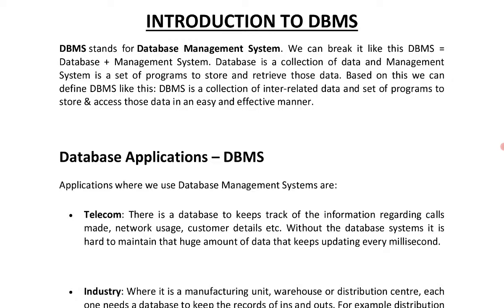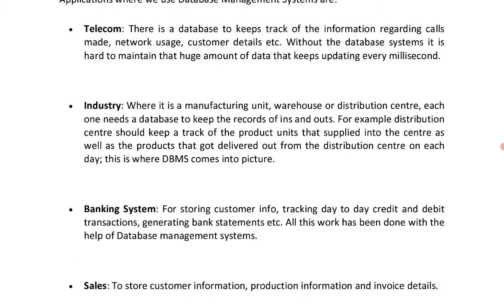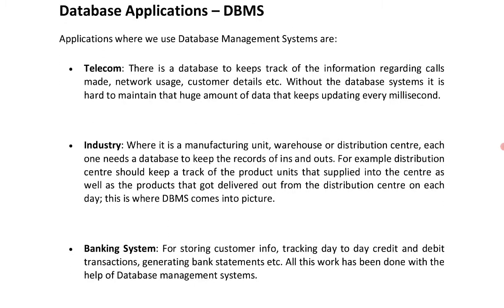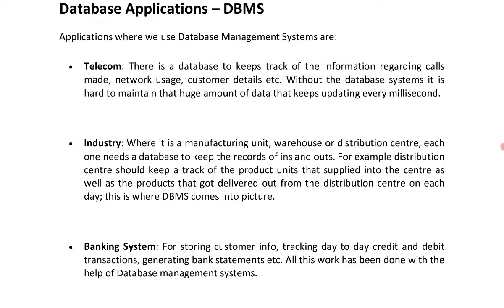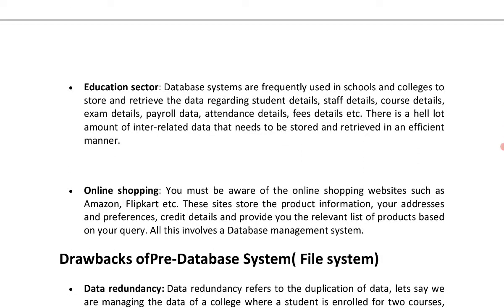So what are the main applications of DBMS? Telecom industry, banking systems. We have many kinds of databases. We may use many types of database vendors like Oracle, SQL server, DB2, MySQL, MS Access. So there are many types of databases and database servers used. Applications of DBMS are mainly in telecom industry, banking and sales, airline systems, reservation systems, education sectors, online shopping. We mainly use DBMS everywhere.